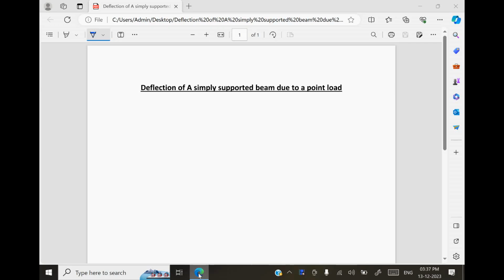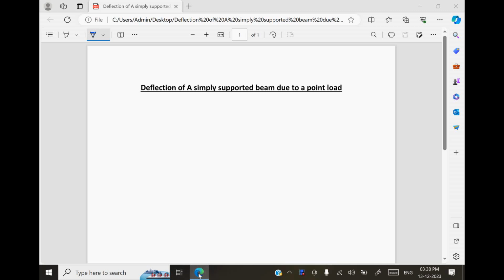Now, in the last two cases we saw a cantilever. In one case we had a point load at the free end, then in another case we had a uniformly distributed load. Now we have to find the deflection of a simply supported beam due to a point load. The point load is actually exactly in the middle.